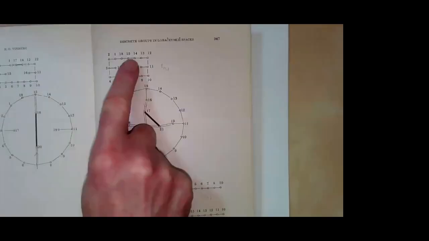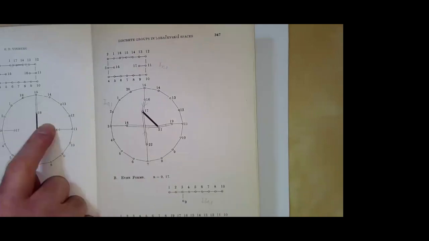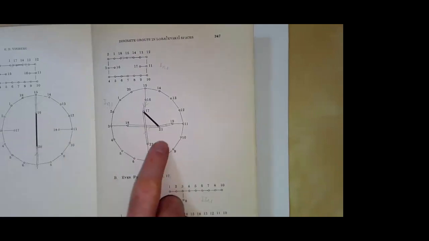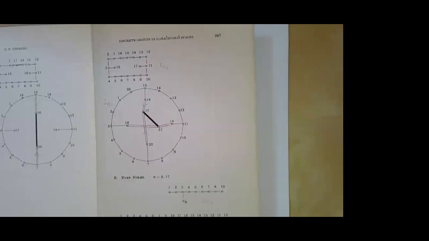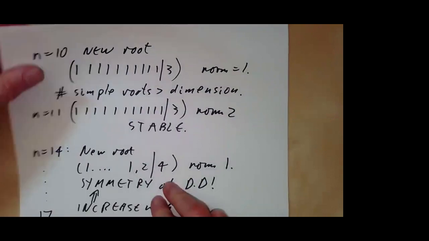Here's what you get when you let n equals 15 and n equals 16. You see the symmetry has now increased more. I think this is a symmetry group of order 4 instead of 2. And here the symmetry group has increased further, so it's now of order 8. So for n from 14 up to 17, the symmetry group is increasing.